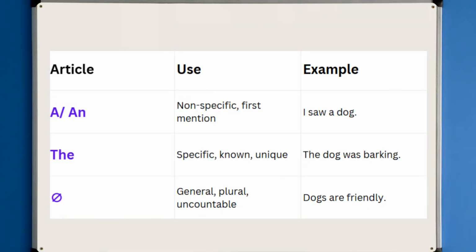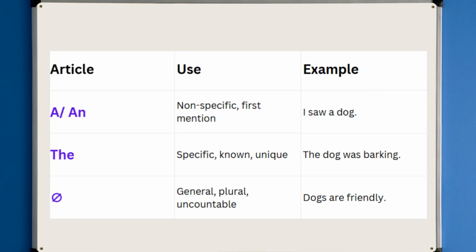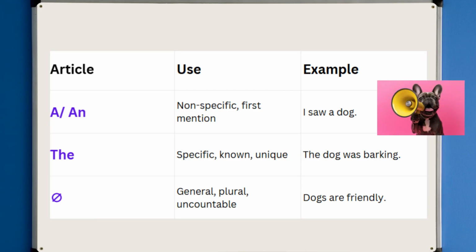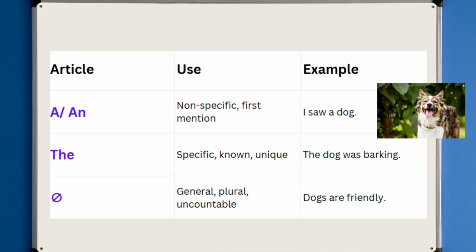Now let's summarize everything we learned today. We use the articles a and an for non-specific, general, or first-time mentioned things. For example, I saw a dog. It doesn't matter which dog, just a general random dog. We use the article the for specific, known, or unique things. The dog was barking. Now I'm talking about a specific dog. We use no article for general, plural, and uncountable nouns. Dogs are friendly.